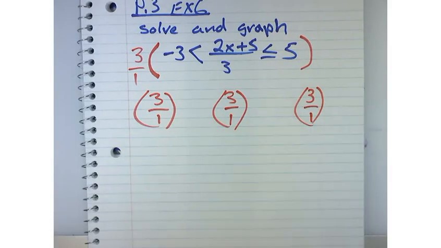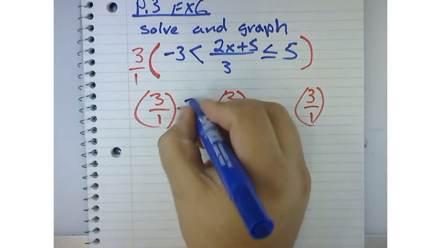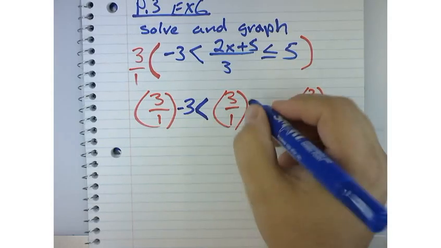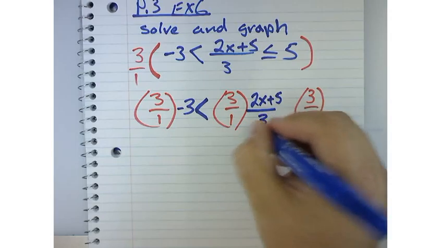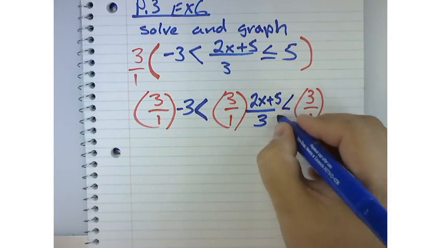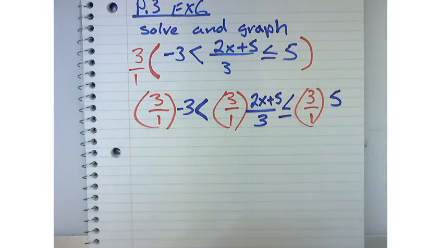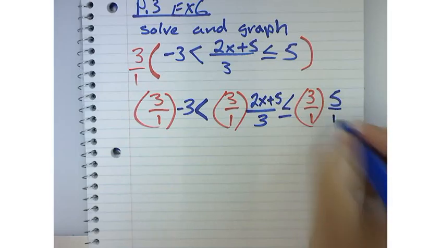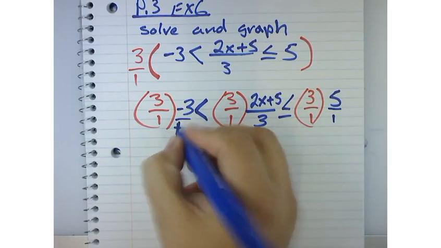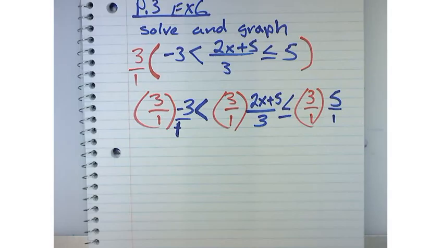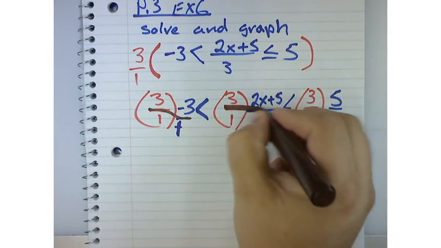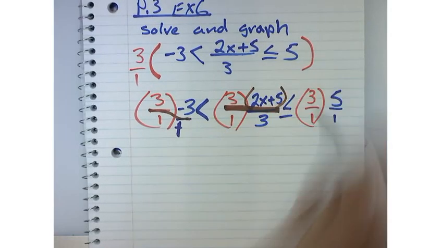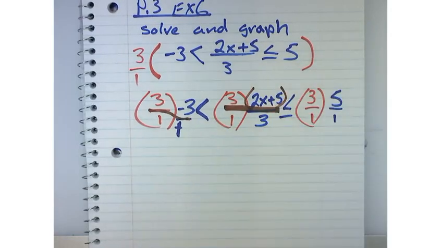And then what we'll do is we're going to say -3 is less than (2x plus 5) all over 3, and then that is less than or equal to 5. And really, what's another way to write 5? 5 over 1. But it doesn't matter. We can do the same thing with the -3 here. Okay? So, technically, when you multiply those out, it's like 3 times this and 3 times this, and this should be in parentheses, right? Because we would want to distribute the 3 through the parentheses.